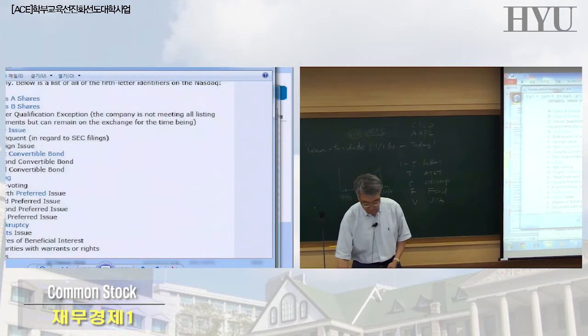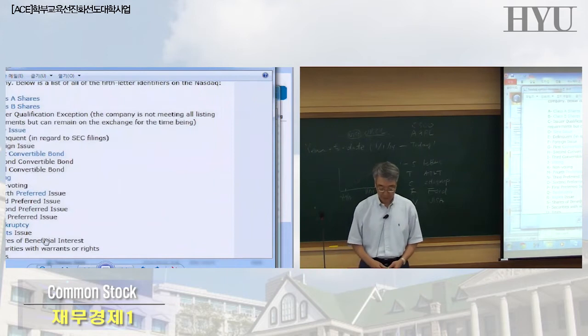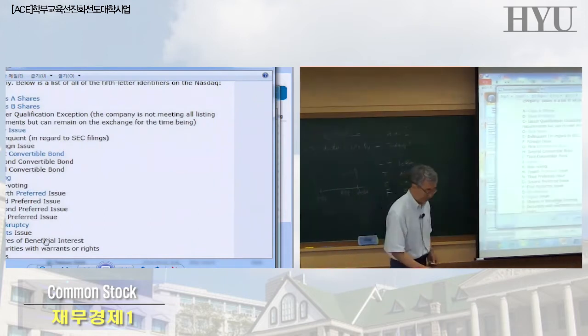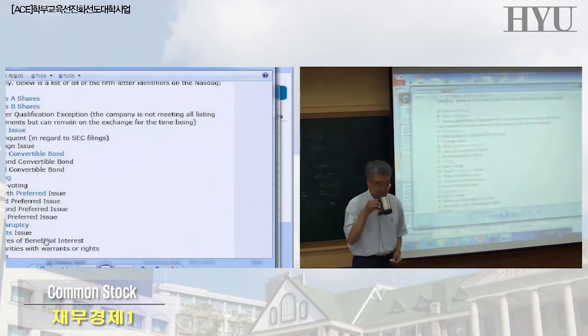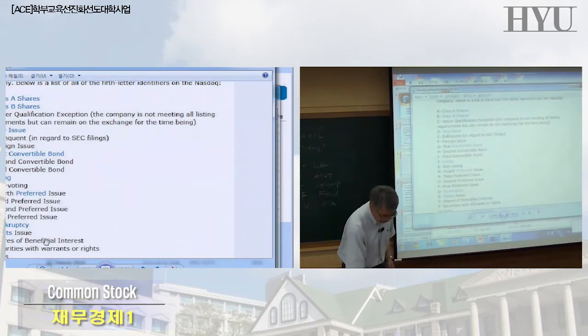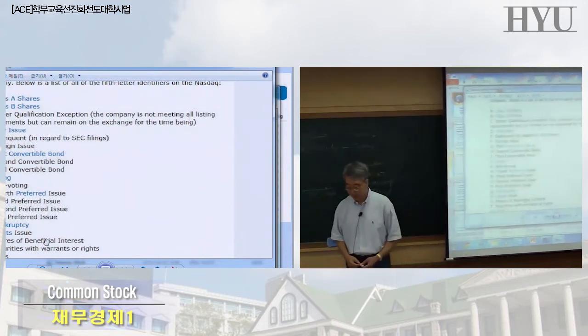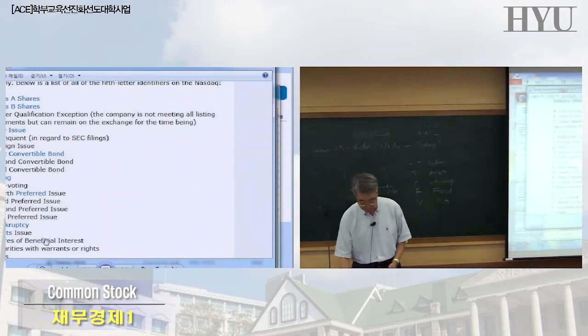J stands for voting, K stands for non-voting. Interesting thing, Q stands for bankruptcy. That means the company is currently in bankruptcy. So by looking at the symbol in the NASDAQ market, you should be able to tell the current situation of the company.